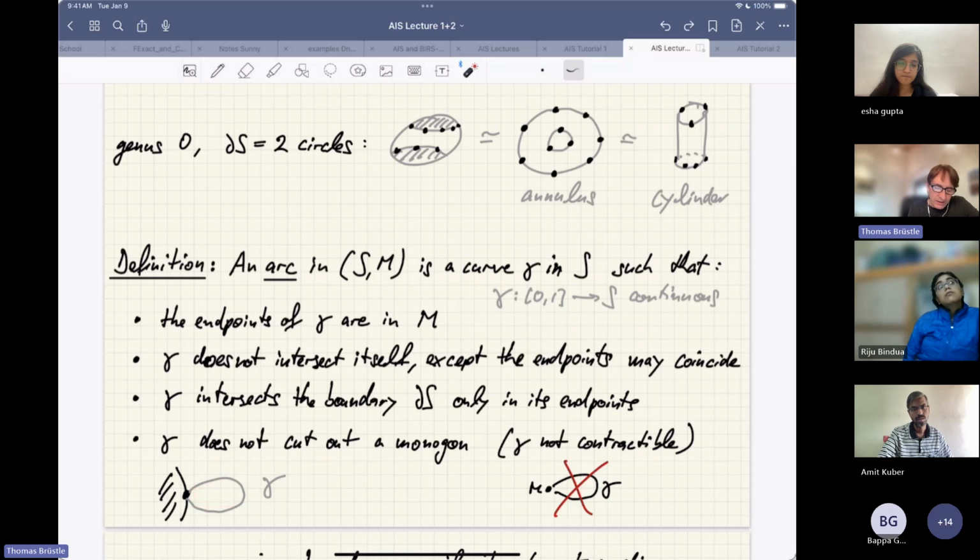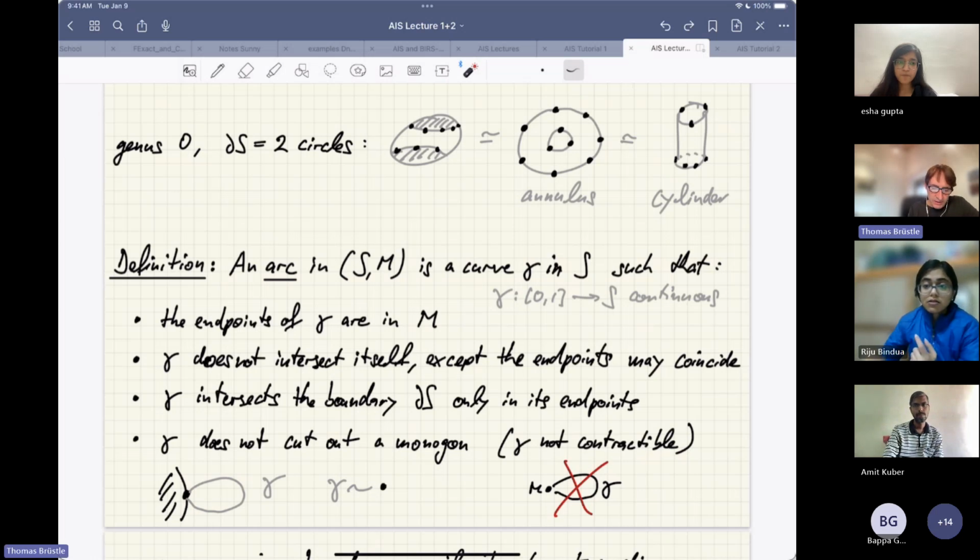And in that case, gamma, the curve, would be homotopic to just the point. I can shrink it. I can contract gamma to be smaller and smaller and smaller until gamma is just that point. And if gamma is just a point, then I do not consider it as an arc. That's all.